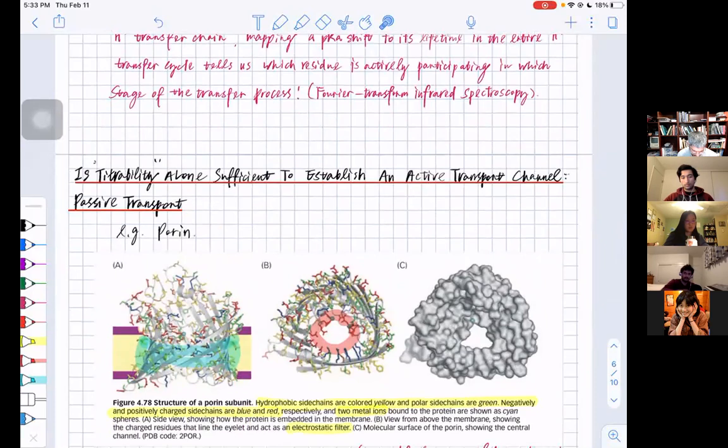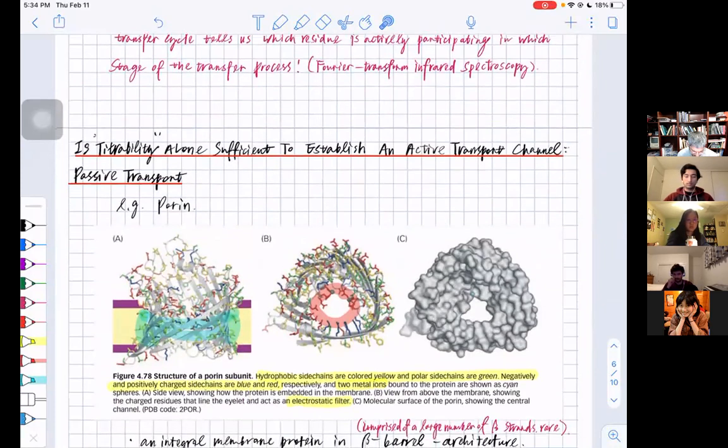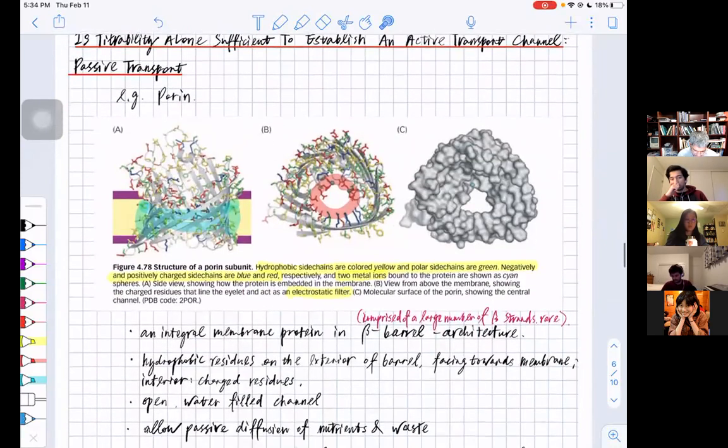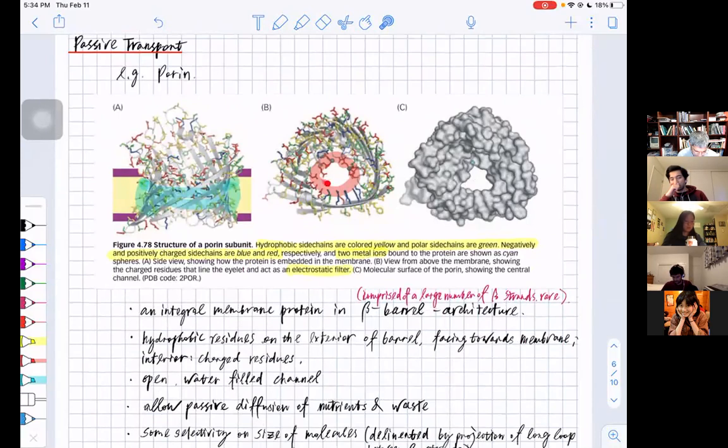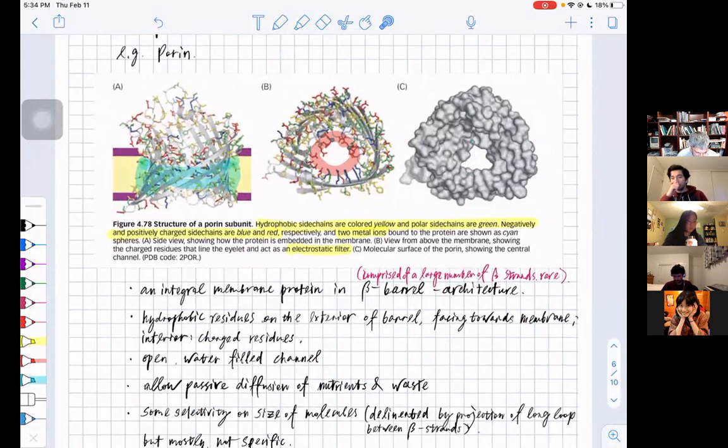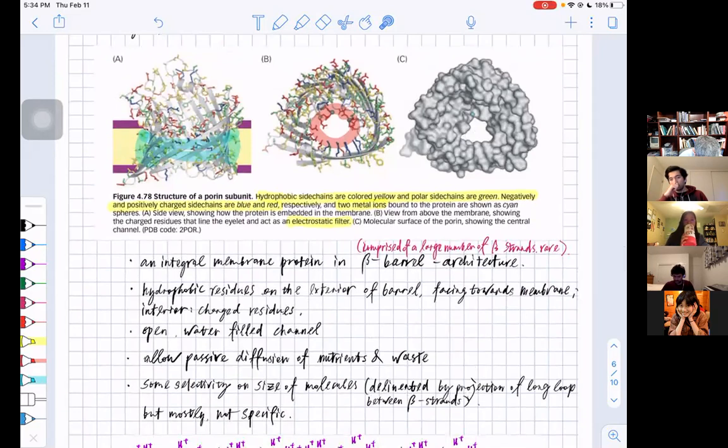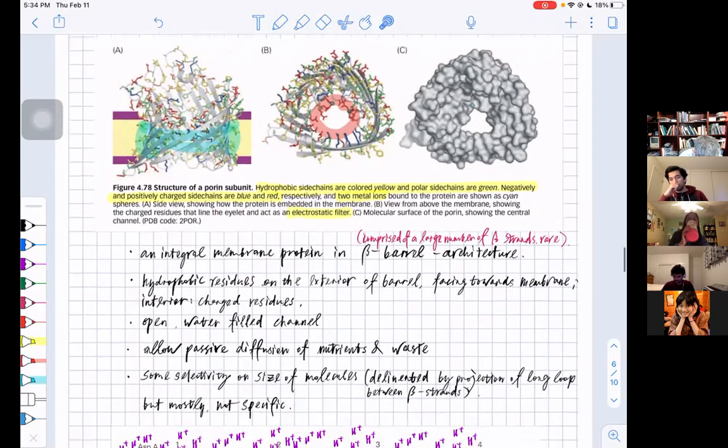So now we understand the importance of the charged side chain in constructing a proton transfer chain, but is the titrability alone sufficient to establish an active transport channel? We can look at this example of a porin, which you can see basically has this large hollow hole in the middle. It has some restriction on the size of the molecule it can pass through, but it's mostly non-specific. And the hole allows the passive diffusion of nutrients and waste product.